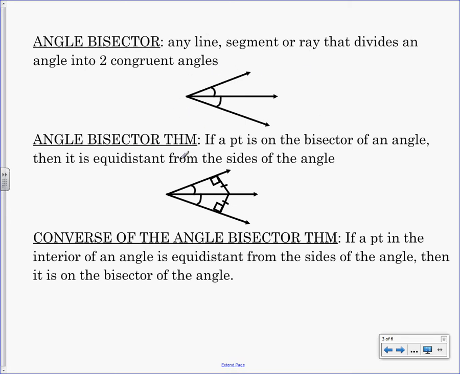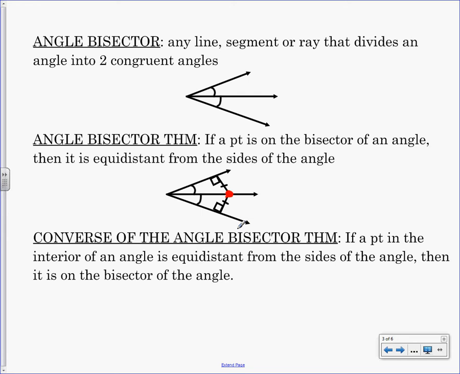Angle bisector theorem: if a point is on the bisector of an angle, for example, this point, right? It's on the angle bisector. Then it's equidistant from the sides of the angle. It means this is the same as this, okay? The reason they have the right angles thrown in is because the distance from a point to a line is always perpendicular. So please don't think that's a perpendicular bisector.